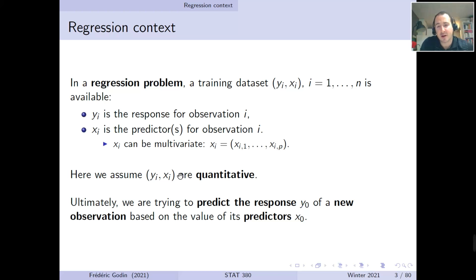Here we're going to assume that yi and xi are quantitative, so we won't consider qualitative variables. Ultimately, as we discussed in the earlier chapters, our goal would be to predict the response y0 for a totally new observation unseen in the data, based on the value of its predictors x0.